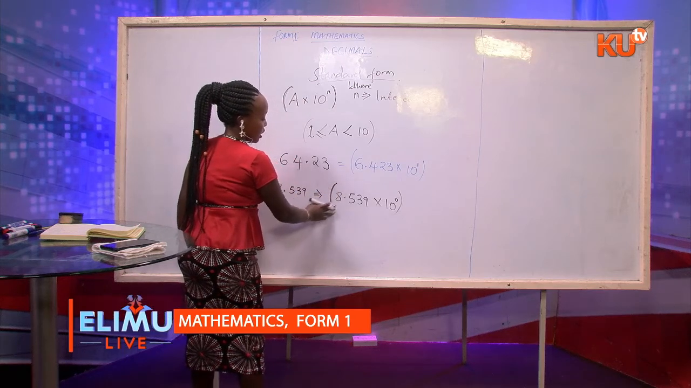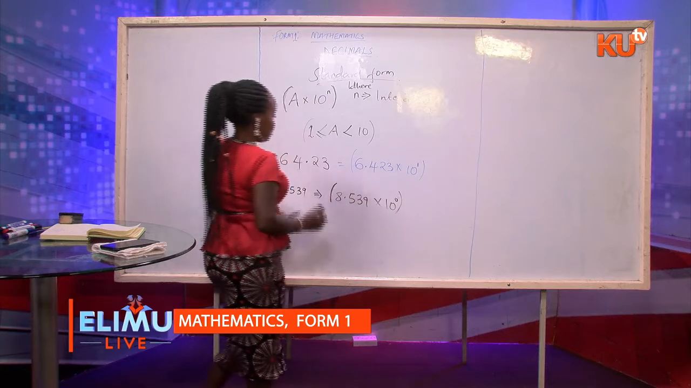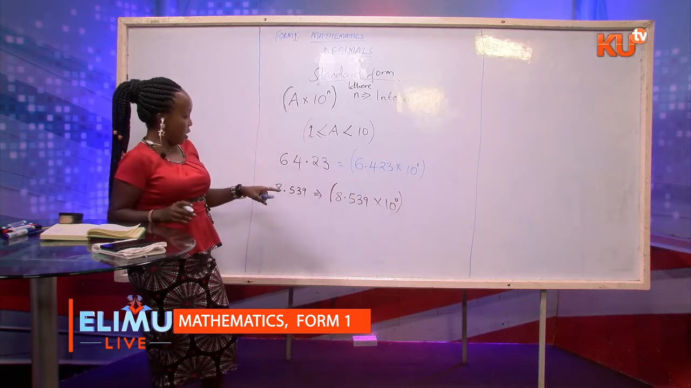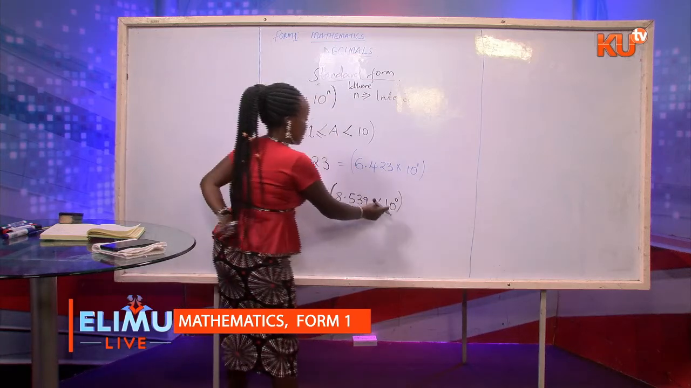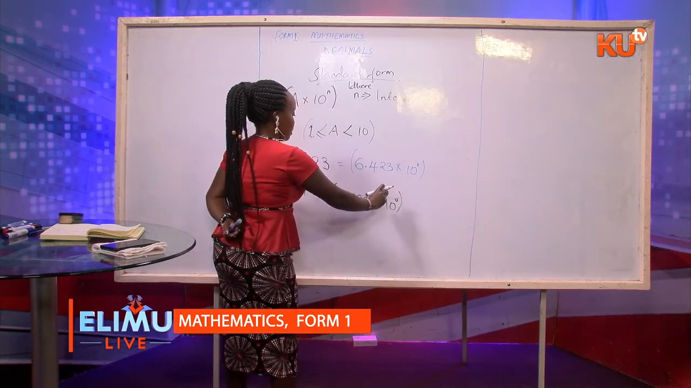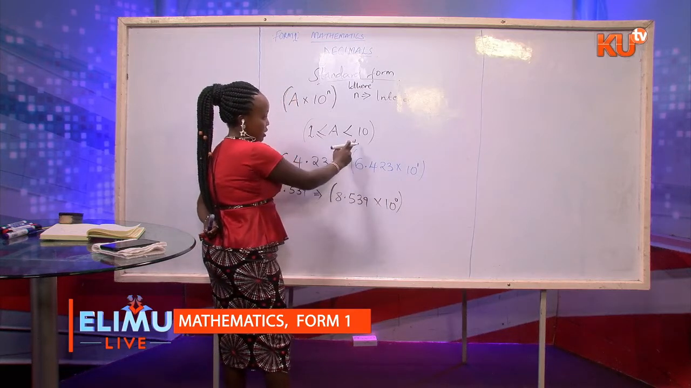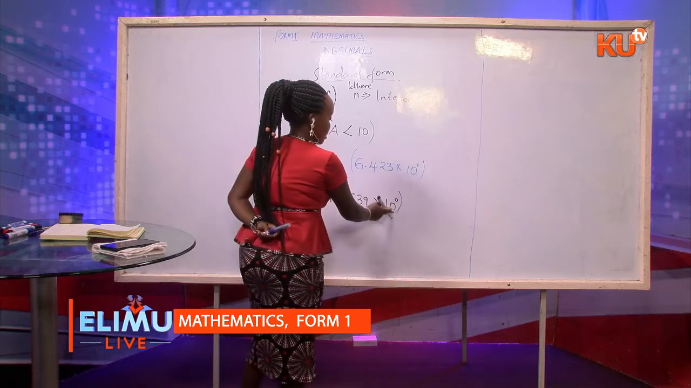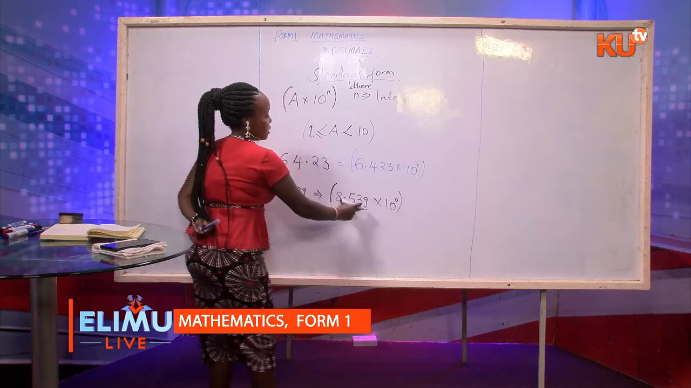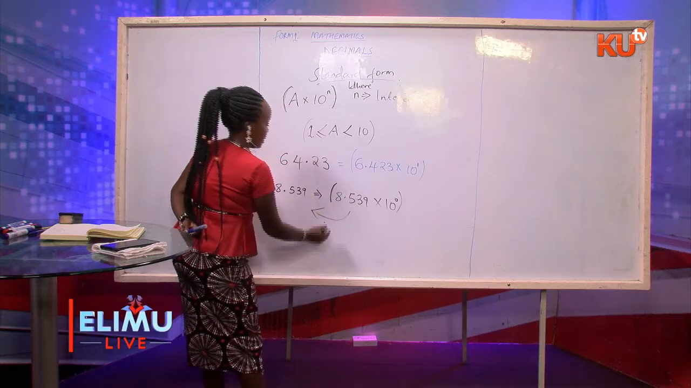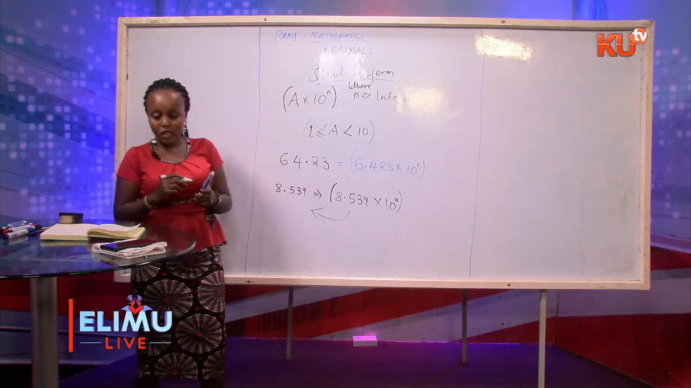So if we have our digits there as 8.539 times 10 power 0, we're going to say that 10 power 0 is the same as 1. So there we have written it as 10 power 0 because this number was already in standard form, because as you can see it is greater than 1 and less than 10. So times 10 power 0 is the same as 1. If we take this number multiplied by 1, it will just remain the same number. So that is how we write numbers in standard form.